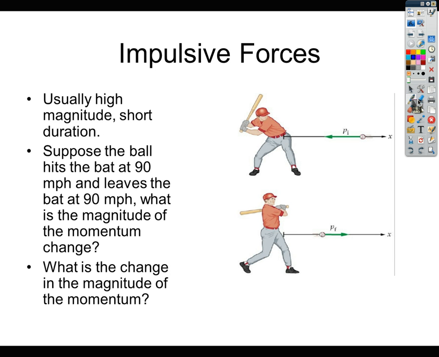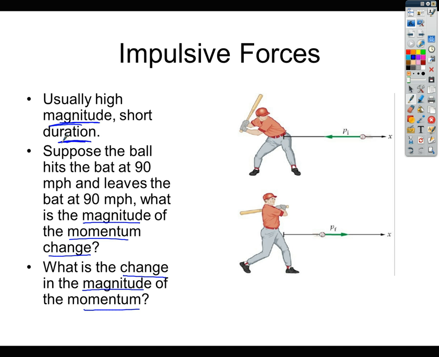Here we go again. This one is they want to know the magnitude of the momentum change, and then they want to know the change in the magnitude of momentum. And so whenever you have a baseball player hit the ball, usually you have a pretty high magnitude and you have a very short duration for impulse.